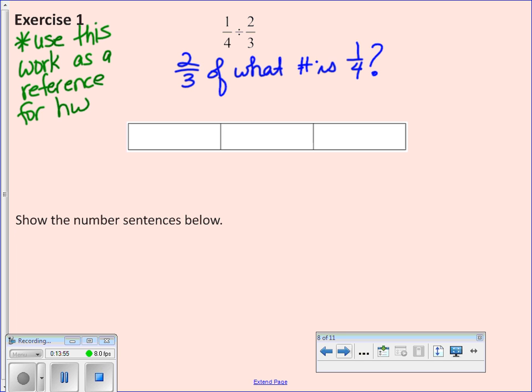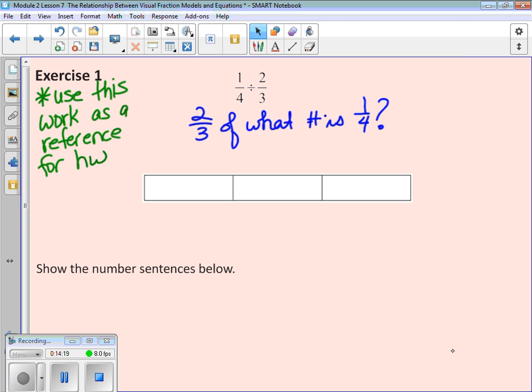for homework. So the first example we did was just to show you the concept and the meaning. Exercise 1 and 2 that we're going to do now is exactly what you should be doing for your homework tonight. Just to show the bridge between models and equations. Tomorrow we will have finished crossing that bridge and we'll be in equation land.